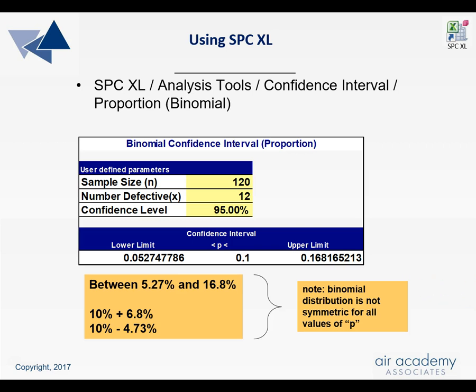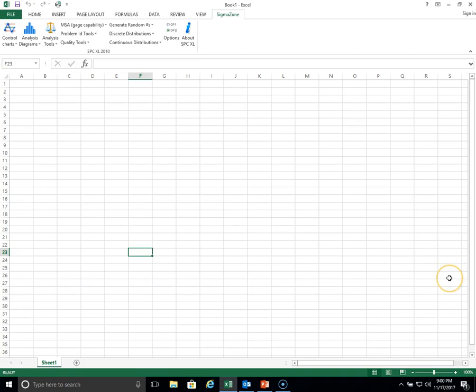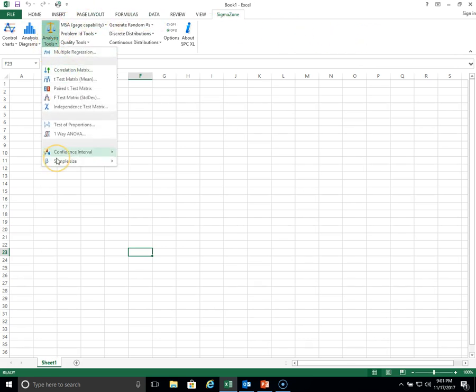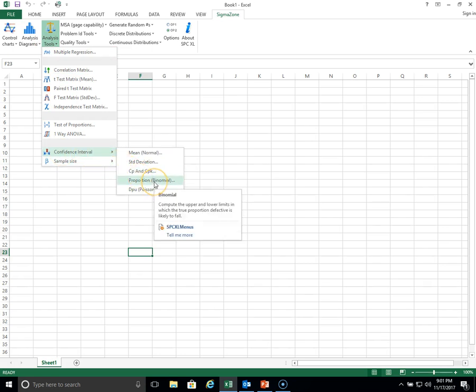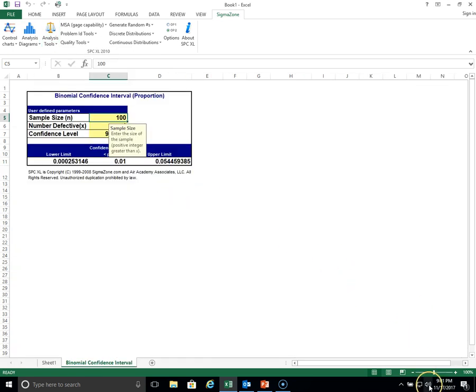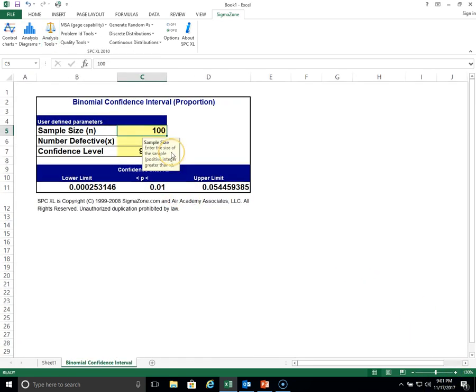So let's reproduce this in the software. So we're going to go to the software now and take a look at that. We've opened up an Excel spreadsheet here, and where we go to get a confidence interval for a population proportion is the analysis tools, and down here to confidence interval, and we select proportion, which is based on the binomial distribution. And then we get our infamous user interface menu that tells us to specify the sample size.